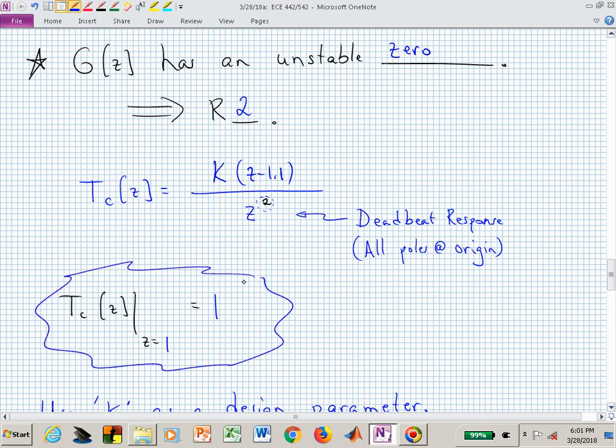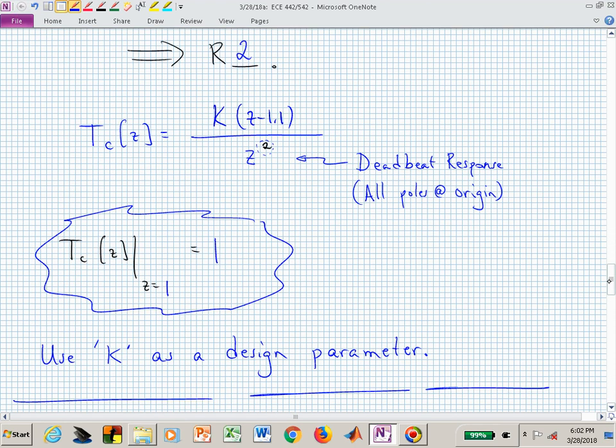So putting all of these pieces together, here's my desired closed loop transfer function. I know what G of Z is. I now need to compute capital C of Z to satisfy these design specs, and I'm going to use K then as a design parameter. That's the help for homework number 5. And that should make your life easier in terms of solving those, I hope. That's the intent. Question?